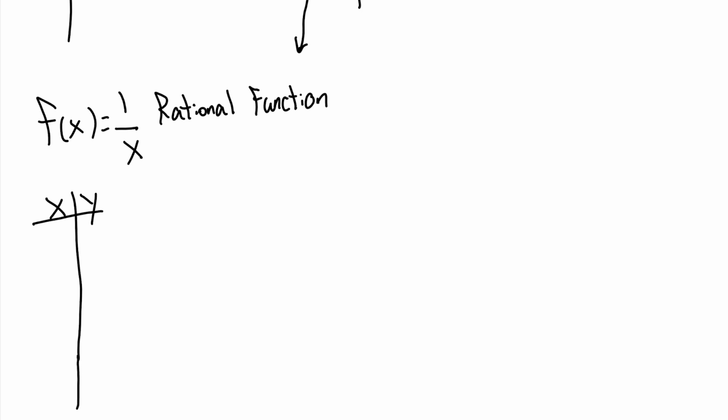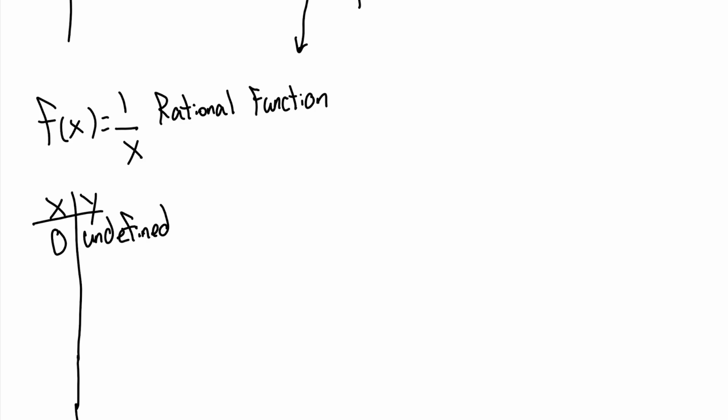So right away we should be able to see that 0 is undefined, right? So that's an important property of this graph, is that we can't plug 0 into the function. And that's the only problem point we're going to have. So our domain is going to be everything except for 0.